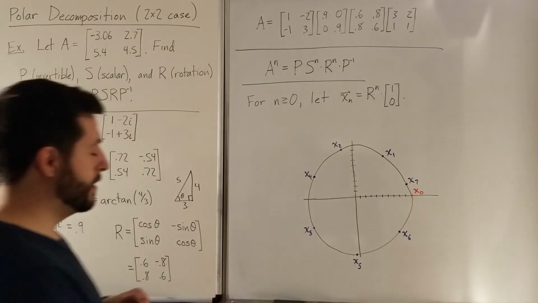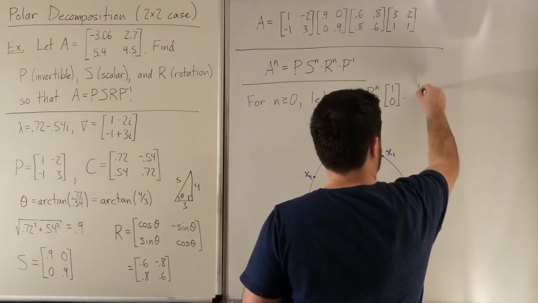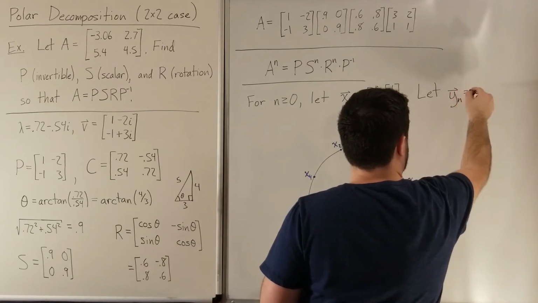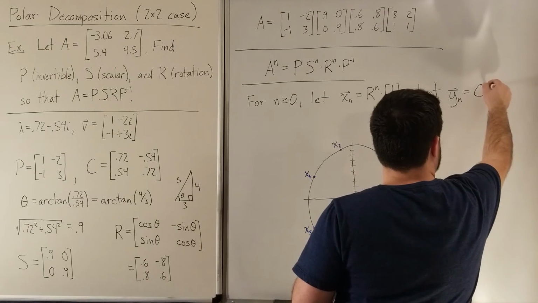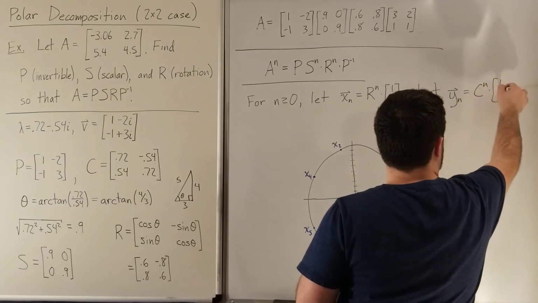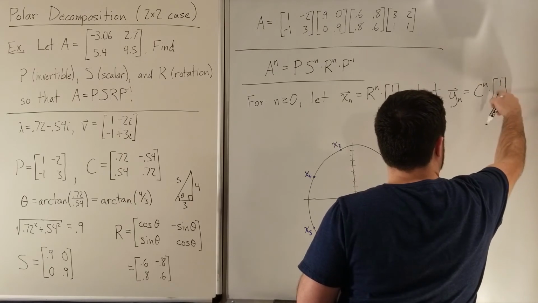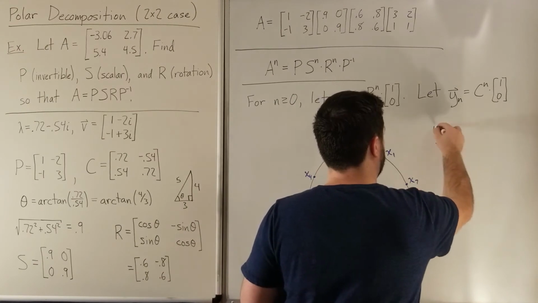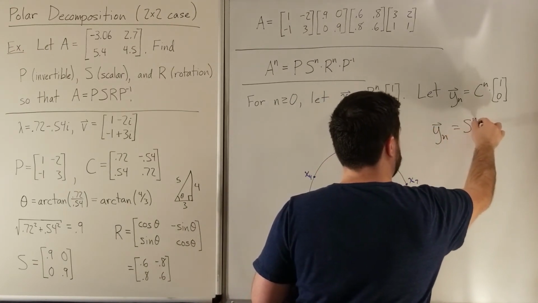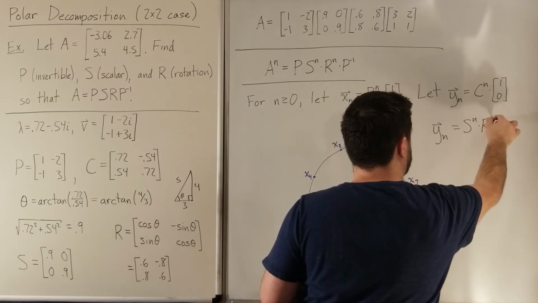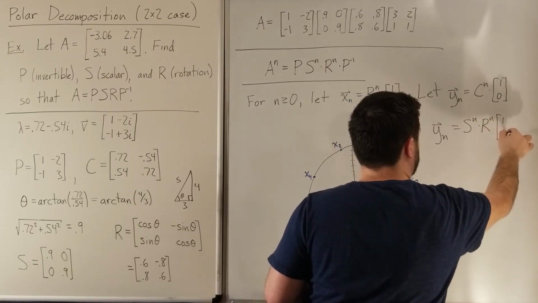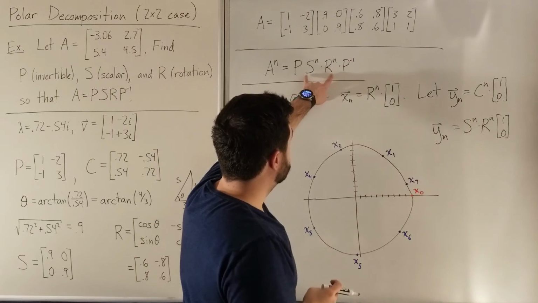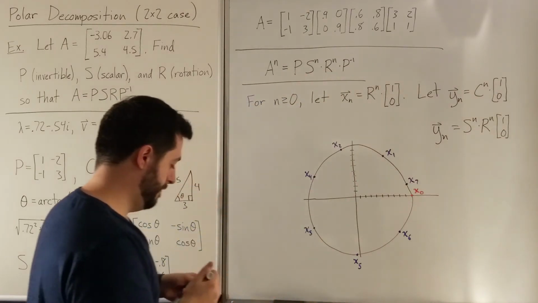Now we're going to do something slightly more interesting. Let's look at this new sequence y_n, which is C to the n times (1, 0). Remember, C to the n is the same thing as S to the n times R to the n. So really what we're looking at is, what is this middle portion doing to the plane?